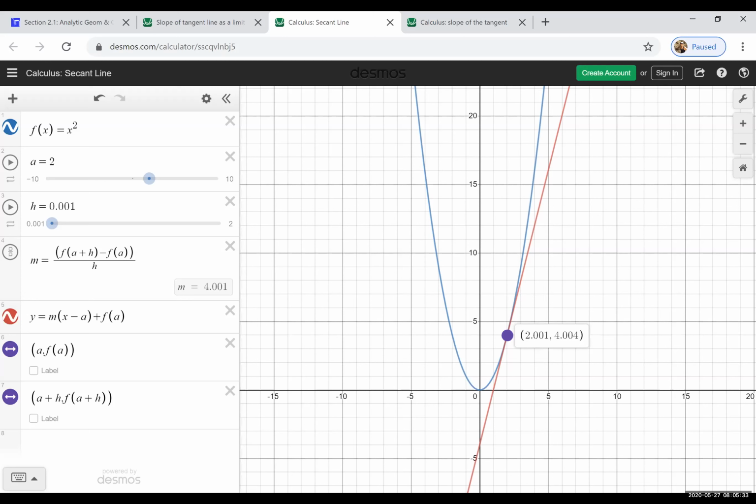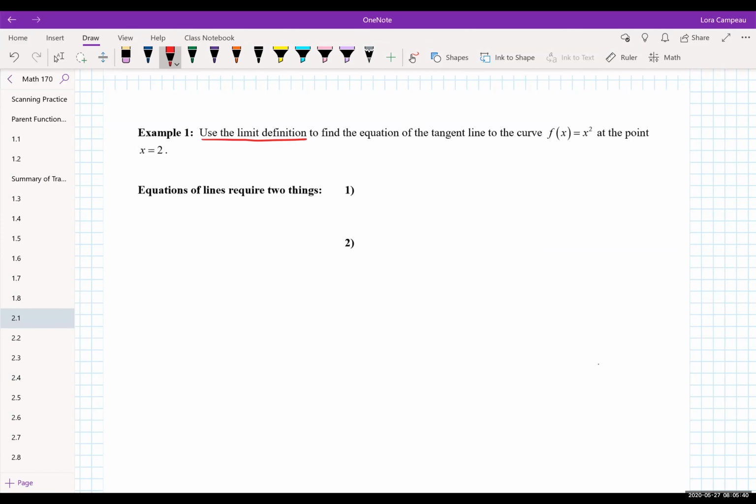So let's go back to our notes. If we remember from algebra, equations of lines are always going to require two things. Number one, the point that the line is passing through. So I could say the point on the line. In our case, the point on the line should be the point of tangency.